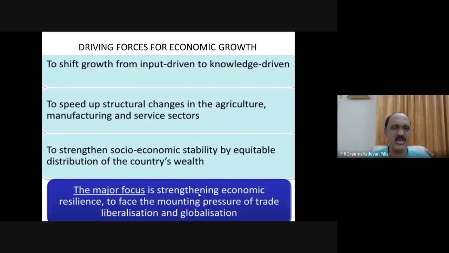So these driving forces which I discussed in the last slide shift the growth from input-driven to knowledge-driven. Till the end of the 20th century, materials-dependent, labor-dependent production was very cumulative. Whereas in this century, the 21st century, knowledge-driven business is going to help economic growth.